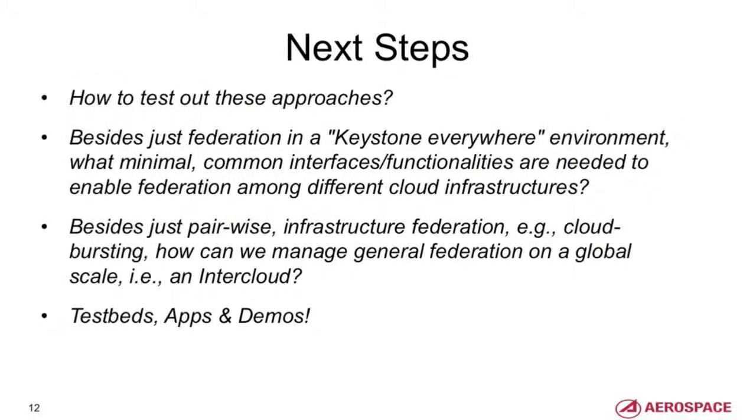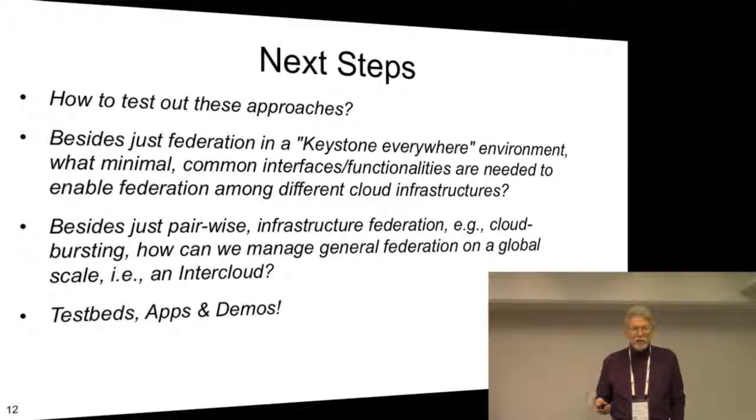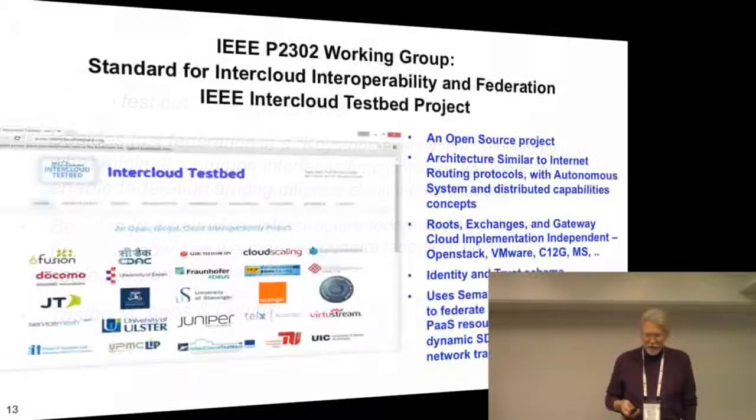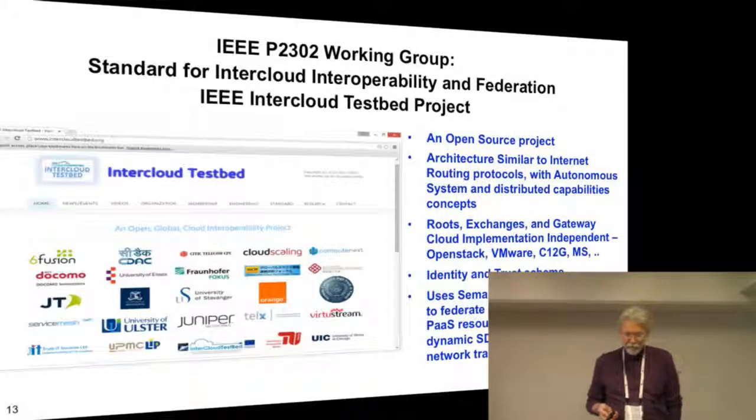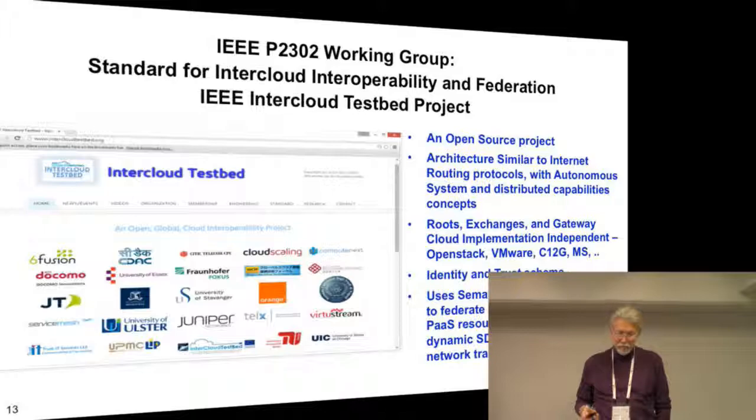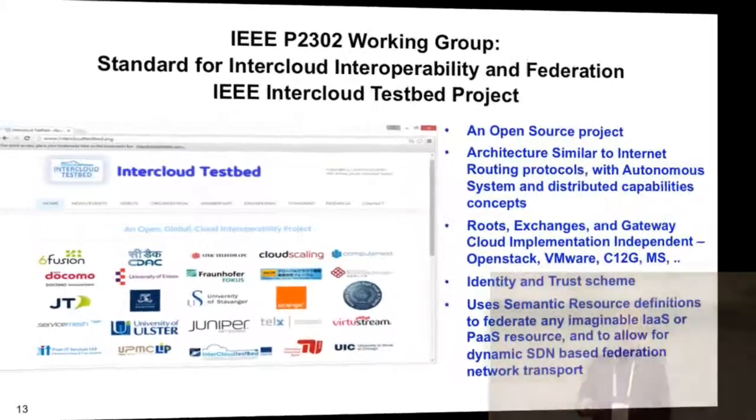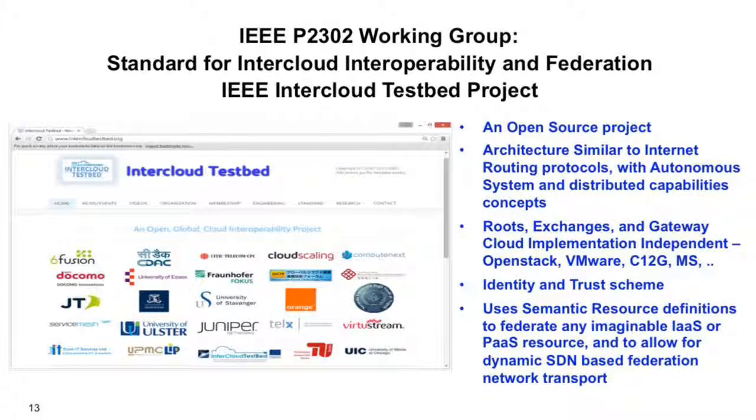Okay, now in terms of next steps, there's lots of options here. How are we going to test some of these things out? Besides this notion of Keystone everywhere, what's the minimal configuration and common interface and functionality that needs to be decided on, and how can we essentially determine what works best? This is where the IEEE P2302 working group comes in, because they do have this Intercloud testbed project with the participants that are all listed here on this chart.